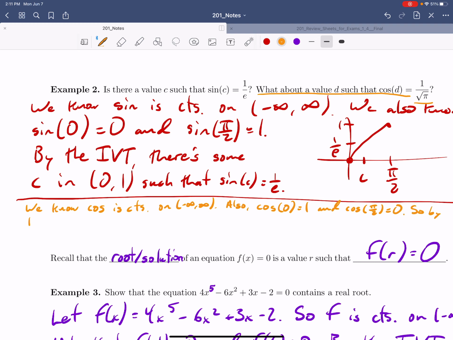So by the IVT, there's some d in the interval 0 to pi over 2 such that cosine of d equals exactly 1 over the square root of pi, because 1 over the square root of pi is between 0 and 1. Okay, so that's it. That's all there is to say.